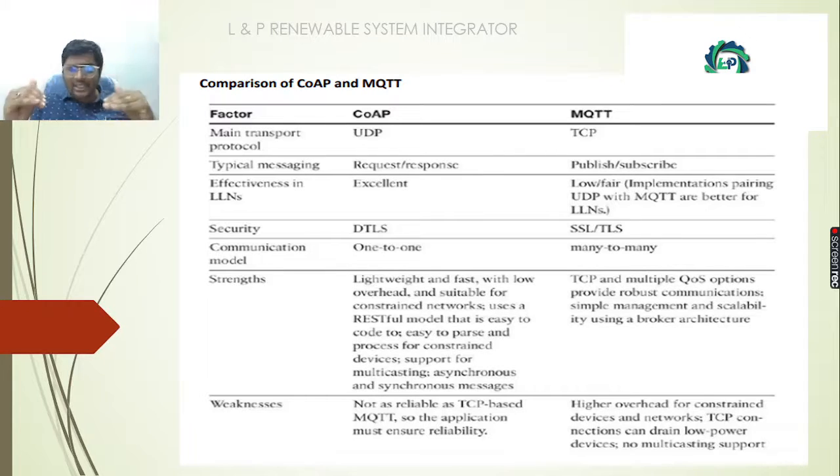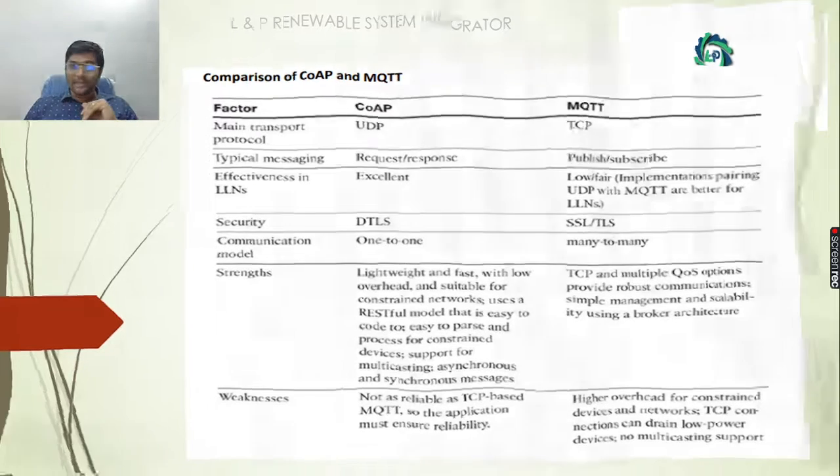When you get into the weaknesses, COAP is not as reliable as TCP-based MQTT, so the application must ensure reliability. Reliability is one of the weaknesses of COAP. When you get into MQTT, it is a high overhead for constrained devices and networks. The TCP connection can drain low power devices. No multicasting support. That is a disadvantage of MQTT.